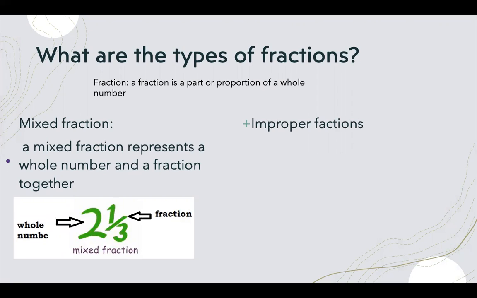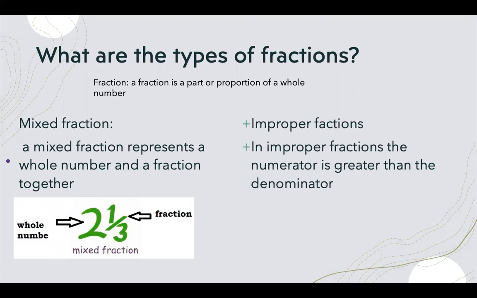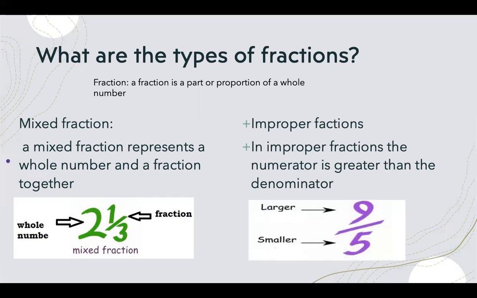Now let's look at the second type of fraction we're going to be looking at in this video, the improper fraction. In an improper fraction, the numerator is greater than the denominator. So this is my example, 9/5. We know this is an improper fraction by looking at the fraction itself. 9 is greater than 5, so this is an improper fraction.